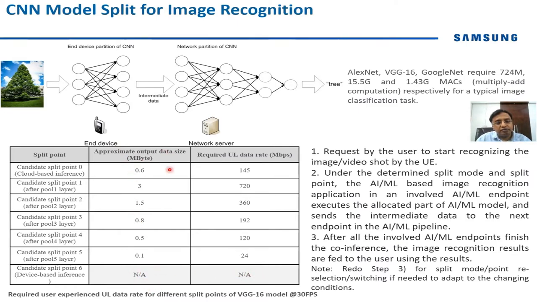So this kind of table tells that for each and every split point, what is the uplink data rate needed for the user equipment to actually push it out to the core network. So this would give us, depending on the scenario and depending on the current congestion in the network, a decision can also be made to move the split point appropriately, assuming that the end device has enough computation power to do the specified number of layers. Right? So that's one method that is being actively discussed in the 3GPP forum.